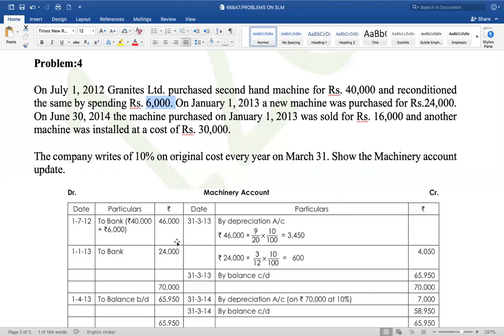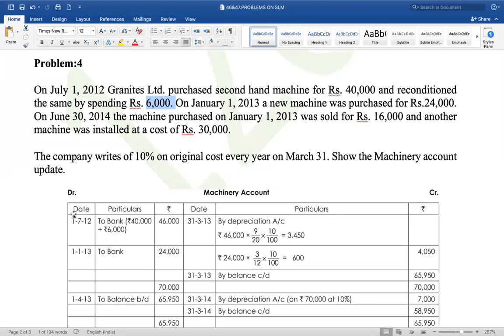So 24,000. Now this machine is bought in July 2012, and this one is bought on 1st January 2013. How many months is this machine used if you're closing the accounts on 31st of March? This machine is used for January, February, and March, 3 months, if you're closing by 31st March 2013.